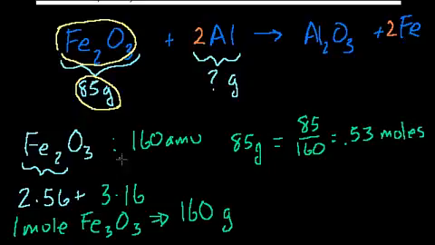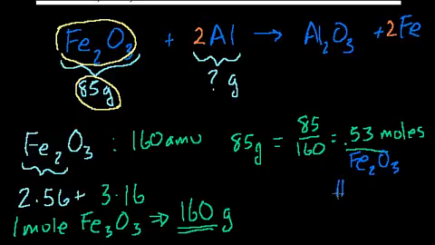So everything we've done so far, we figured out how many moles 85 grams of iron 3 oxide is. It's 0.53 moles, because a full mole would have been 160 grams, but we only have 85. And we know from this balanced equation that for every mole of iron 3 oxide we need 2 moles of aluminum. So if we have 0.53 moles of iron 3 oxide, then we're going to need twice as many aluminum. So we're going to need 1.06 moles of aluminum. Right?